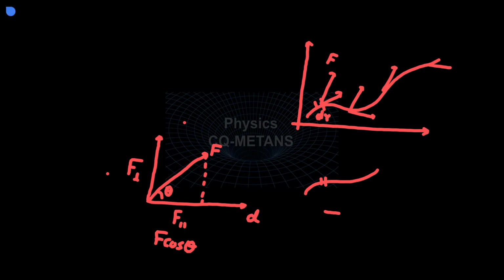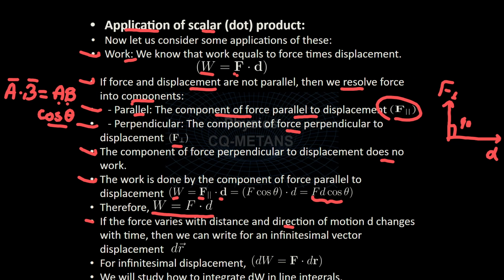And if I find out the work done for this, then take another small part and find the work done for it, take another small part, find the work done for this part, and add them all, I will get the work done for this entire line. But there is a nicer way, we will see how it is.